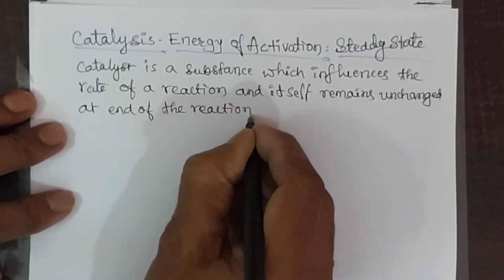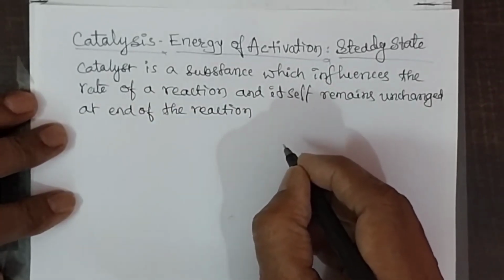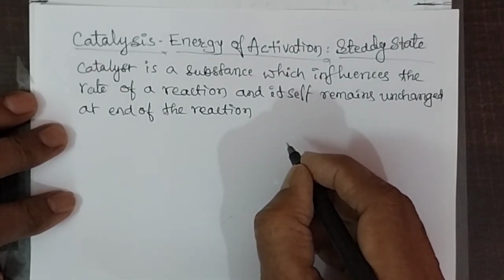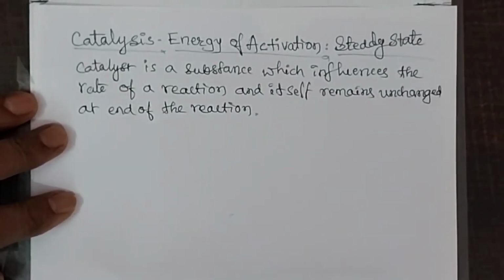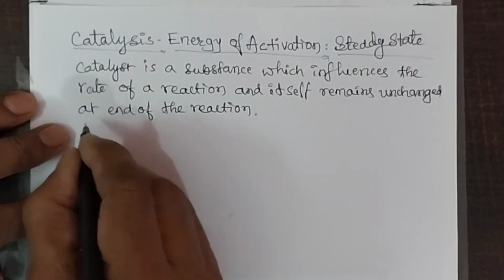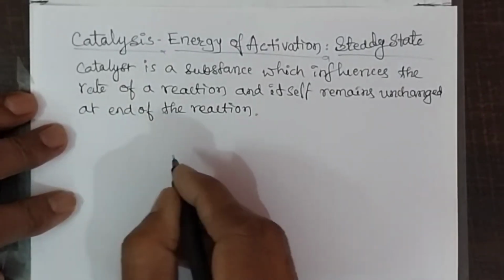Catalyst means it increases the rate of the reaction or decreases the rate of the reaction; in total, it influences the rate of reaction and itself remains unchanged at the end of the reaction. A catalyst increases the rate of reaction by change of the path.